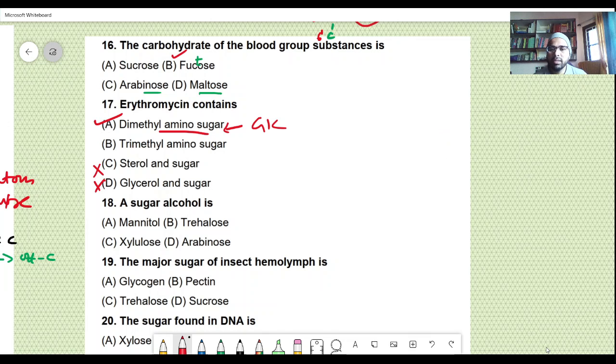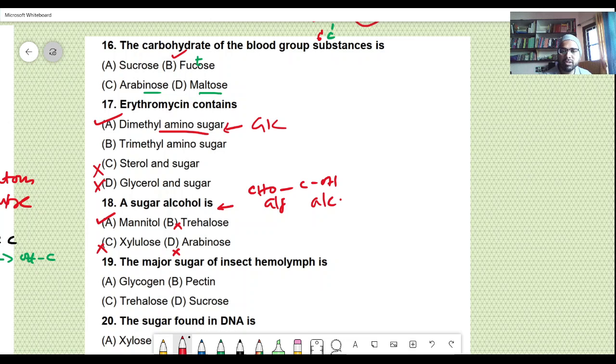A sugar alcohol is, what is a sugar alcohol? Mannitol is a sugar alcohol. Trehalose and xylulose, the names themselves say they are higher sugars, and arabinose is a five-carbon sugar, so that is also not it. Sugar alcohol is where the aldehyde group is converted into an alcoholic group. That is what is called a sugar alcohol, and it is mannitol.